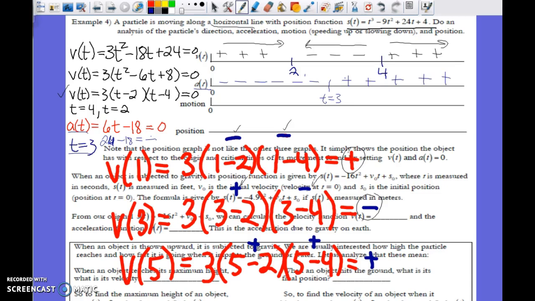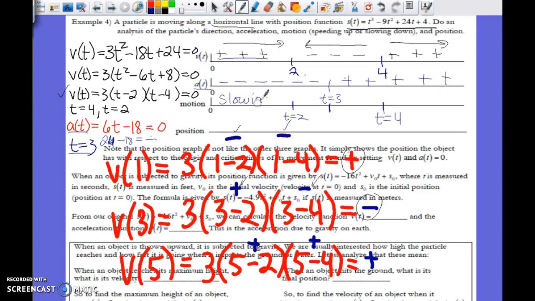Speeding up or slowing down, let's look at the motion. First, let's write down all the points. Here's t equals 3. Here's t equals 2. And we have t equals 4. Now that we know where the acceleration is negative and positive, meaning before t equals 3, there's a force to the left, after t equals 3, there's a force to the right. So if the object is moving to the right, as it shows here, and there's a force to the left, it's going to slow it down.